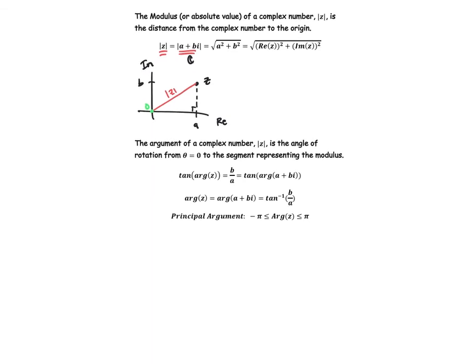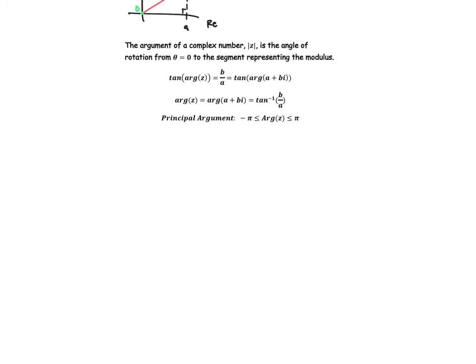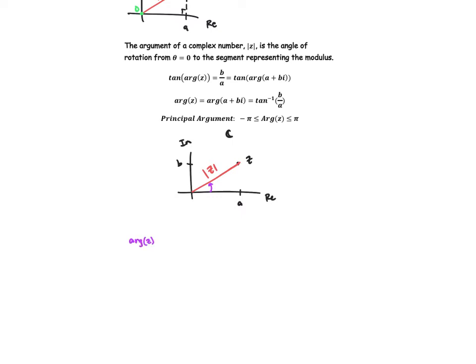Now, the argument of a complex number is the angle of rotation from theta equals 0 to the segment representing the modulus. Therefore, what you'll see here, again, generally speaking, is the real component, imaginary component, complex plane. Here I've got my complex number in a general form, a plus bi, in Cartesian form. Here is our modulus. Our argument is the angle of rotation right here. So the argument of z.